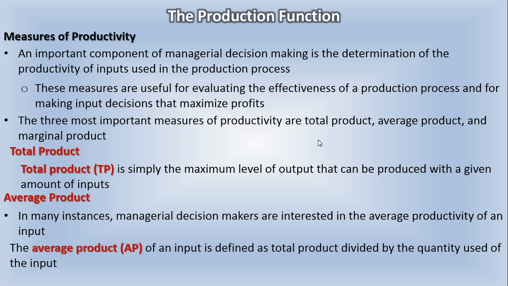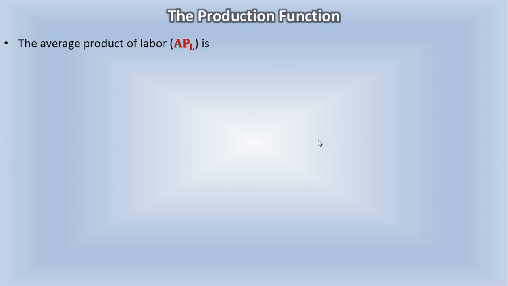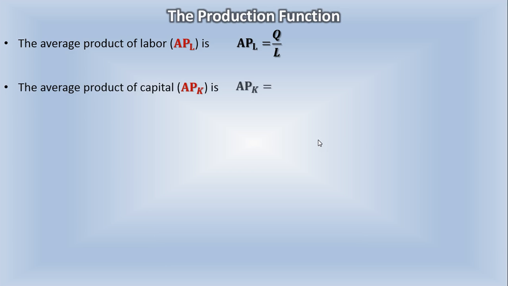So the average product of an input is defined as the total product divided by the quantity used of the input. The average product of labor is denoted AP subscript L, and it is, of course, the amount of output divided by the amount of laborers. The average product of capital we'll denote AP subscript K, and it is equal to the amount of output divided by the quantity of capital units being used.